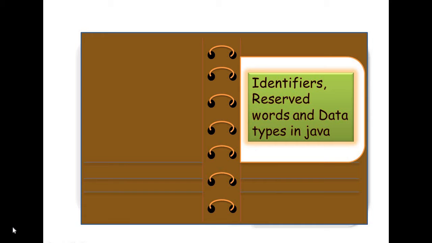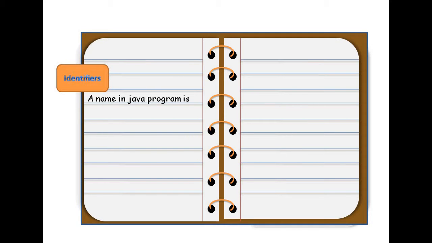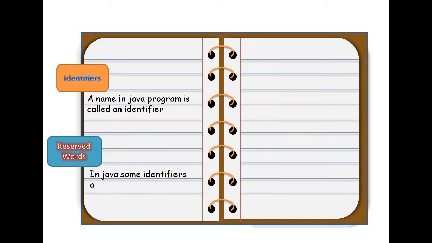Today we are going to learn about identifiers, reserved words, and data types in Java. First of all, identifiers. A name in a Java program is called an identifier. Next topic is reserved words. In Java, some identifiers are reserved, and they cannot be redefined in a program.